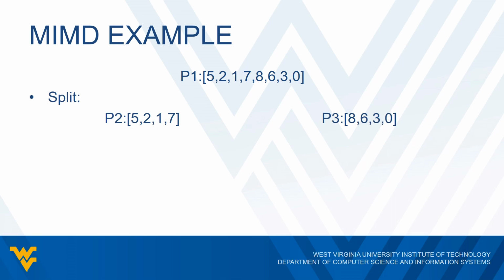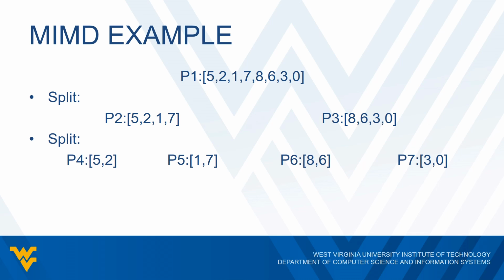So the first thing is we're going to split up the list. We're going to just split it in equal halves. So processor 1 originally had the list. Processor 2 is going to have the list 5, 2, 1, 7, so it'll have the first half. And processor 3 is going to have the second half, the 8, 6, 3, and 0.